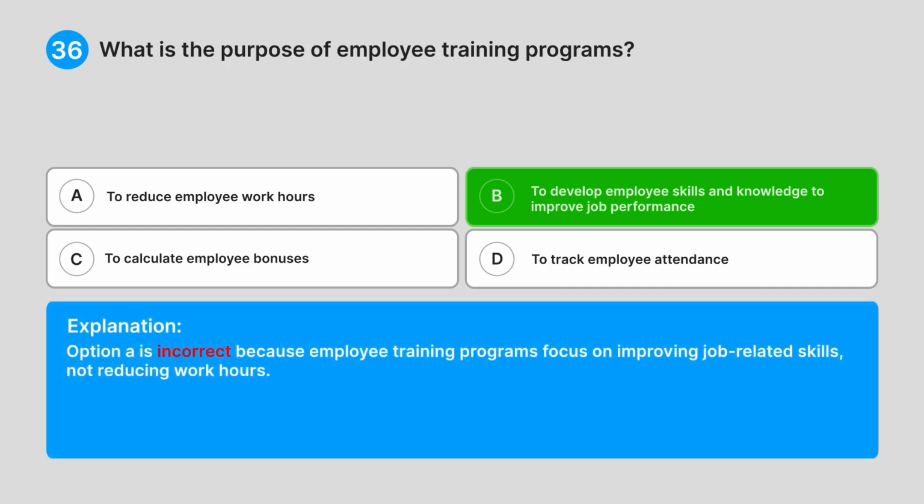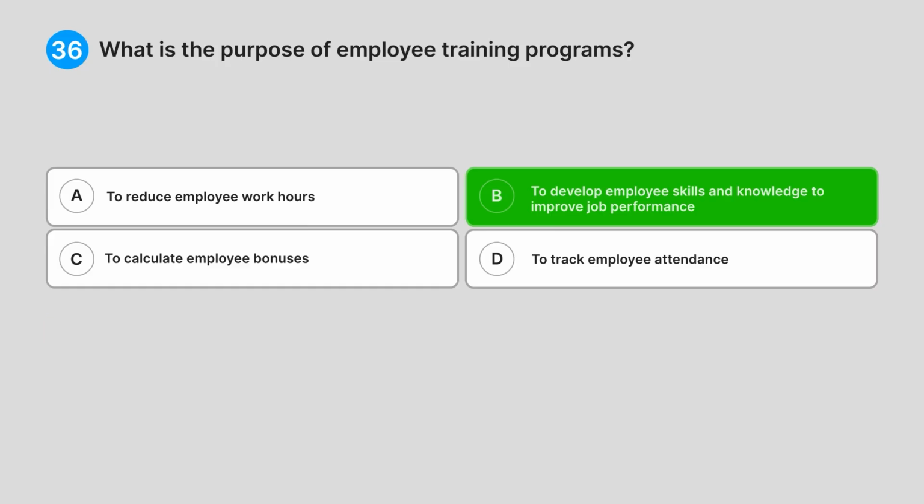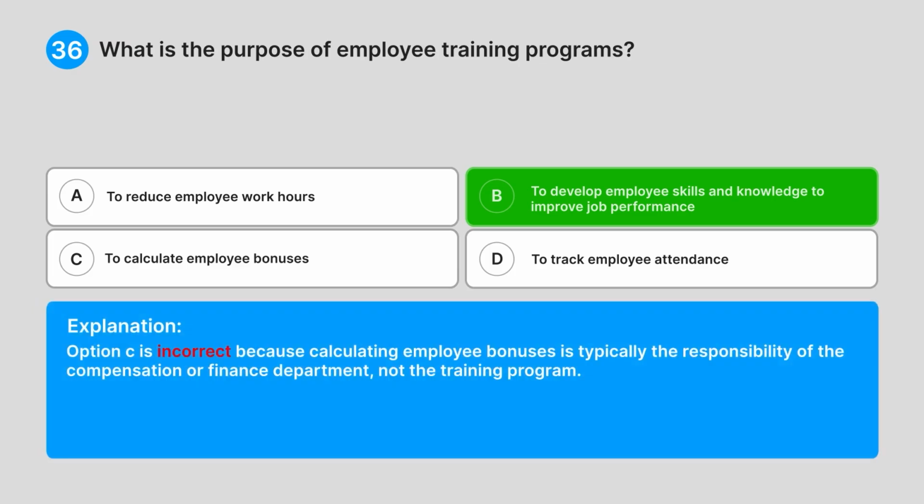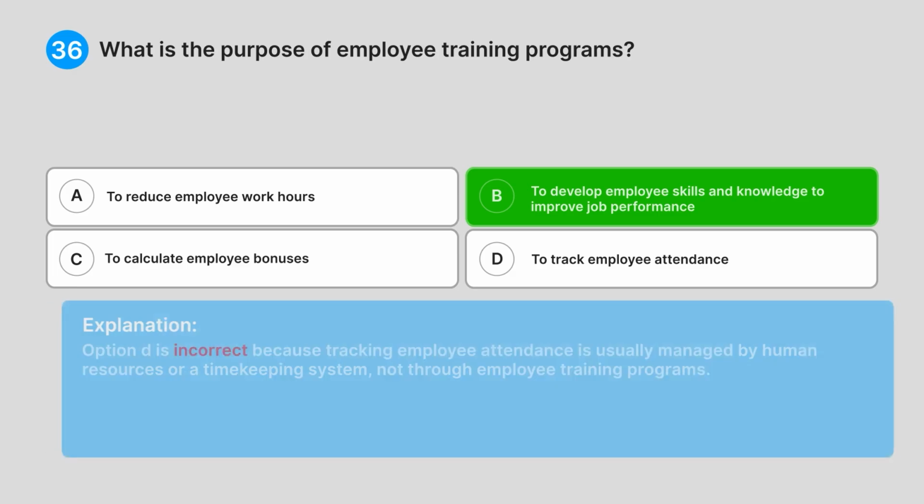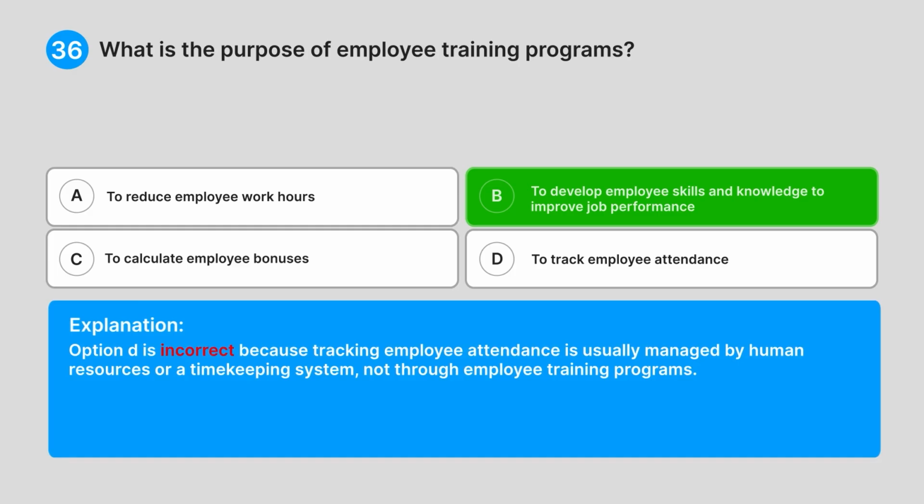Option A is incorrect because employee training programs focus on improving job-related skills, not reducing work hours. Option C is incorrect because calculating employee bonuses is typically the responsibility of the compensation or finance department, not the training program. Option D is incorrect because tracking employee attendance is usually managed by human resources or a timekeeping system, not through employee training programs.